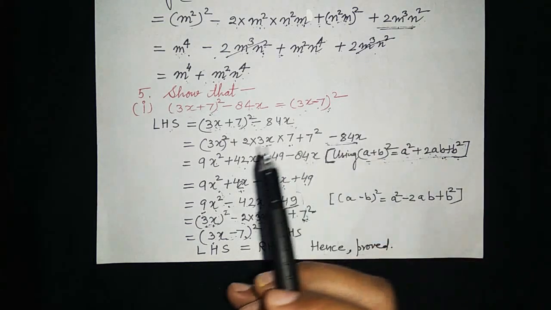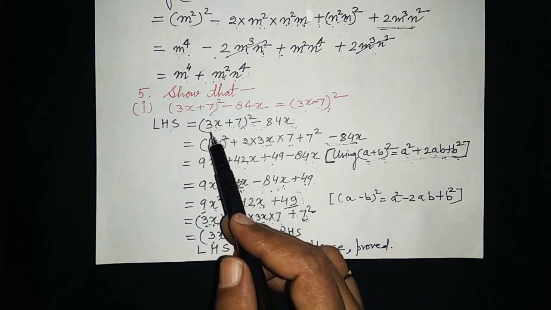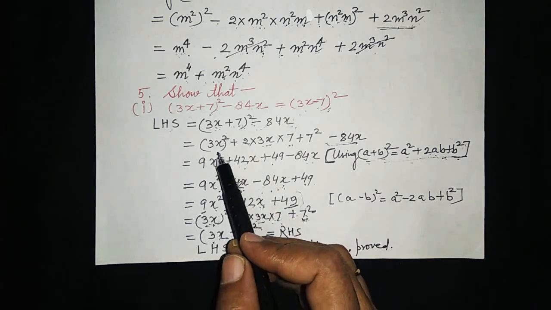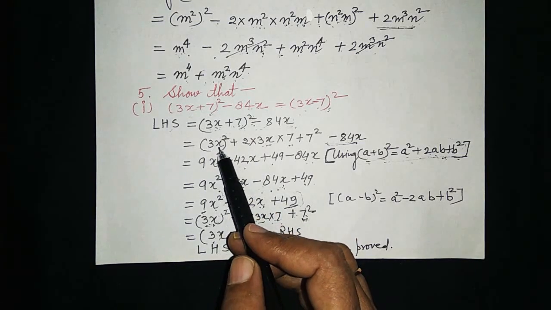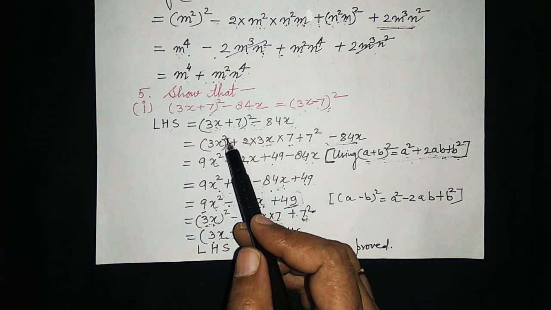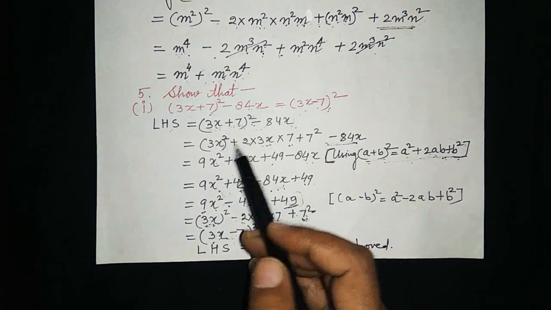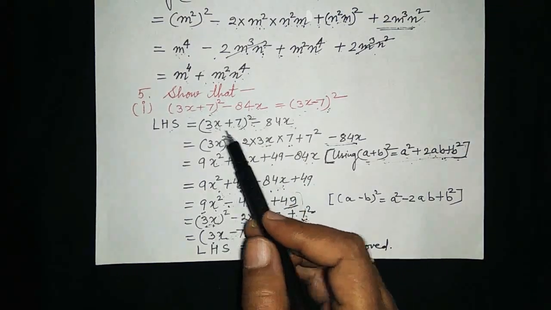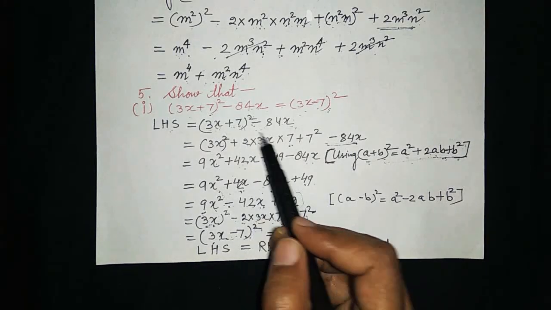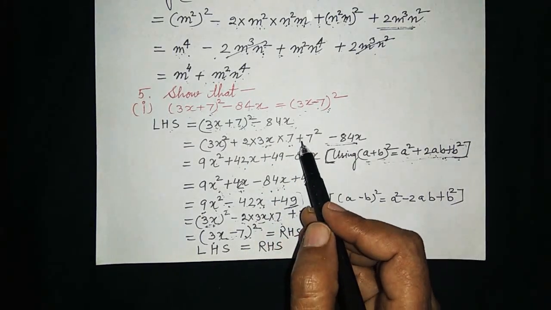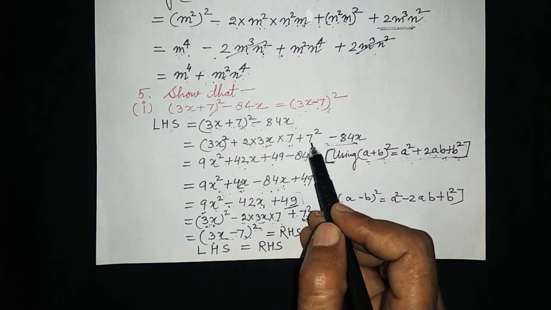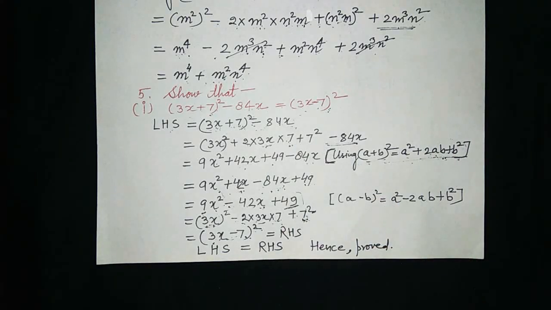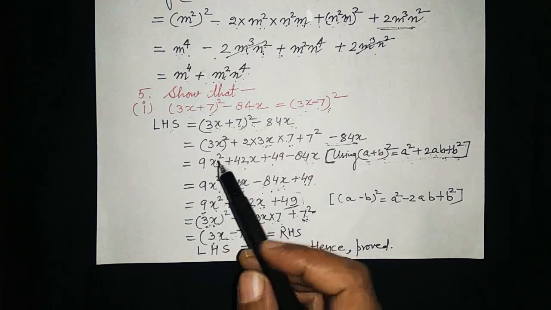For this we will see what a is. Here a is 3x and b is 7. So in place of a we will write 3x, and then we put the square, because we have to write a square. Now plus 2 into a into b, where a is 3x and b is 7, and after this plus b square, so 7 square, then minus 84x.